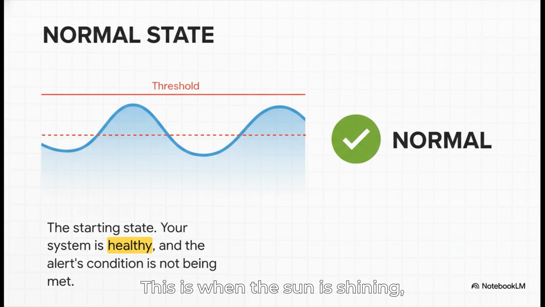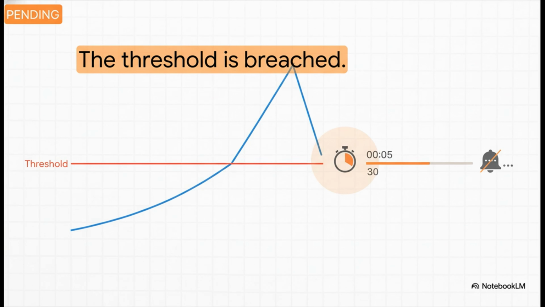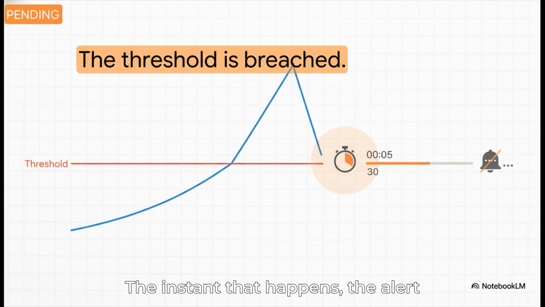This is when the sun is shining, your system is happy, and your alert's condition is not being met. All is well. But then, boom, something crosses the line. The threshold is breached. The instant that happens, the alert transitions into the pending state. Now remember, no notification goes out yet. The clock on that pending period we talked about has just started ticking.